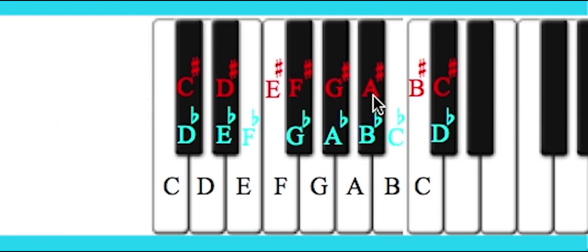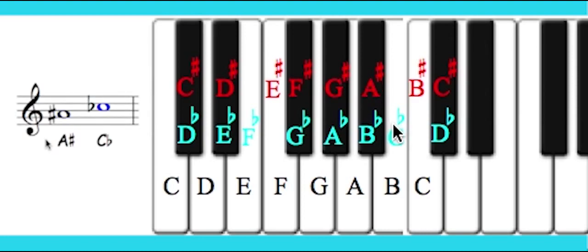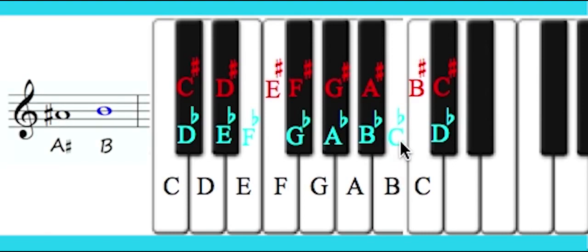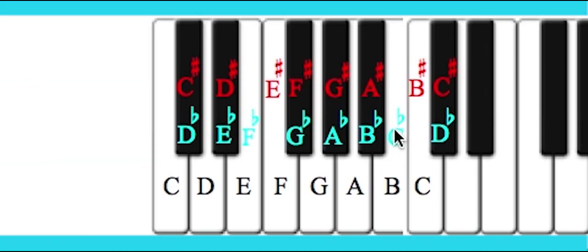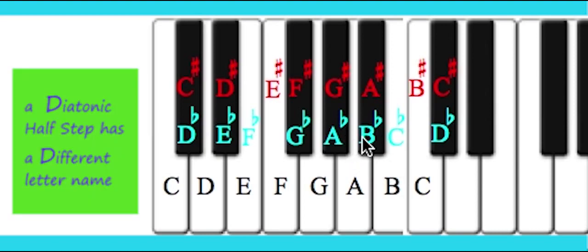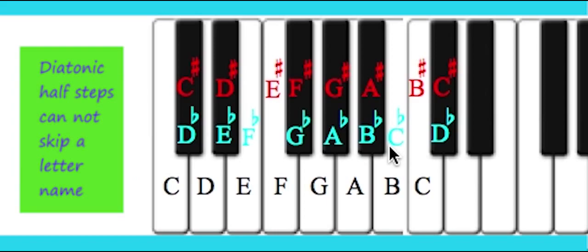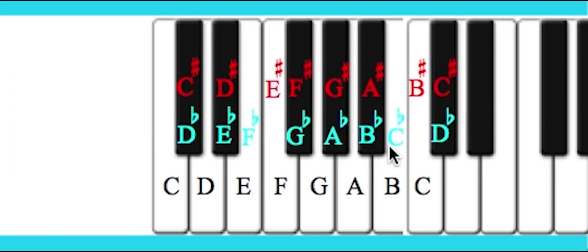Now let's look at A sharp to C flat. It is the same distance apart as A sharp to B and B flat to C flat. However, because there are three letter names from A to C, it does not qualify as a diatonic half step, because diatonic half steps can only have one letter name apart. For example, an A to a B, or B to C, or C to a D, but you cannot skip a letter name.